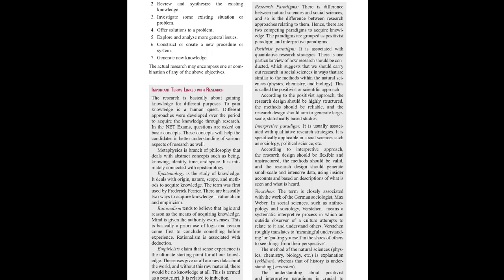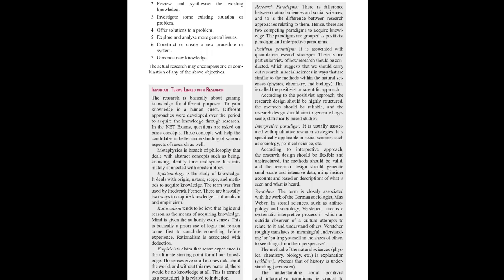Research between natural sciences and social sciences differs, and so does the difference between research approaches relating to them. Hence, there are two competing paradigms to acquire knowledge. The paradigms are grouped as Positivist Paradigm and Interpretive Paradigm. Positivist Paradigm. It is associated with quantitative research strategies. There is one particular view of how research should be conducted, which suggests that we should carry out research in social sciences in ways that are similar to the methods within the natural sciences: physics, chemistry, and biology. This is called the positivist or scientific approach.